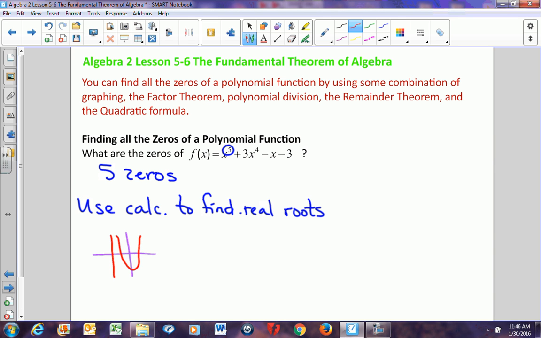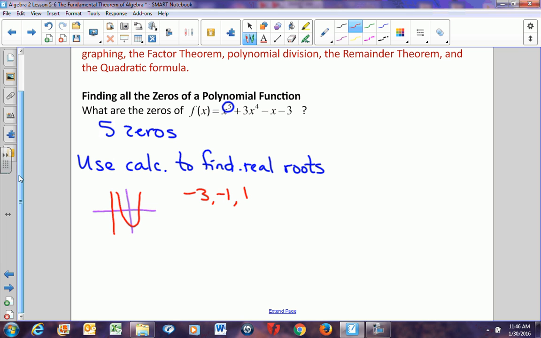If I look at my graph on my x-axis, it's crossing at negative 3, negative 1, and positive 1. Those are my real roots. Those are the roots that I can find by graphing. Now, I need to find all my other roots. Since negative 3 is a root of this equation, I'm going to use negative 3 in synthetic division as a real root.